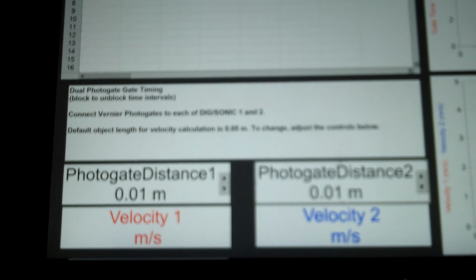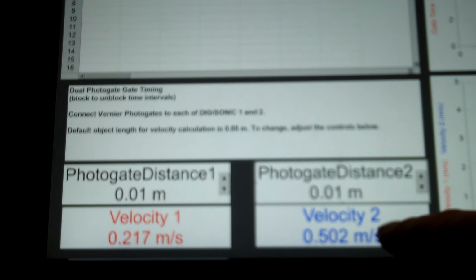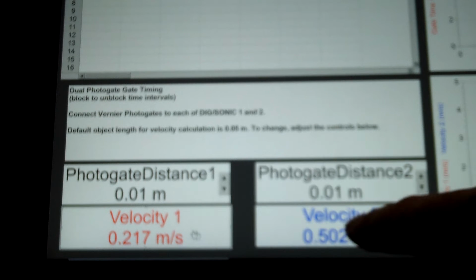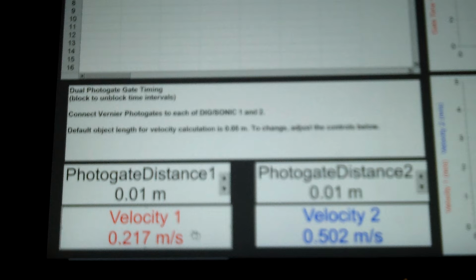So I'm going to hit the collect button, so we're ready to collect data. And now we'll go ahead and launch. There's our number, and then there was our second number. And let's stop.